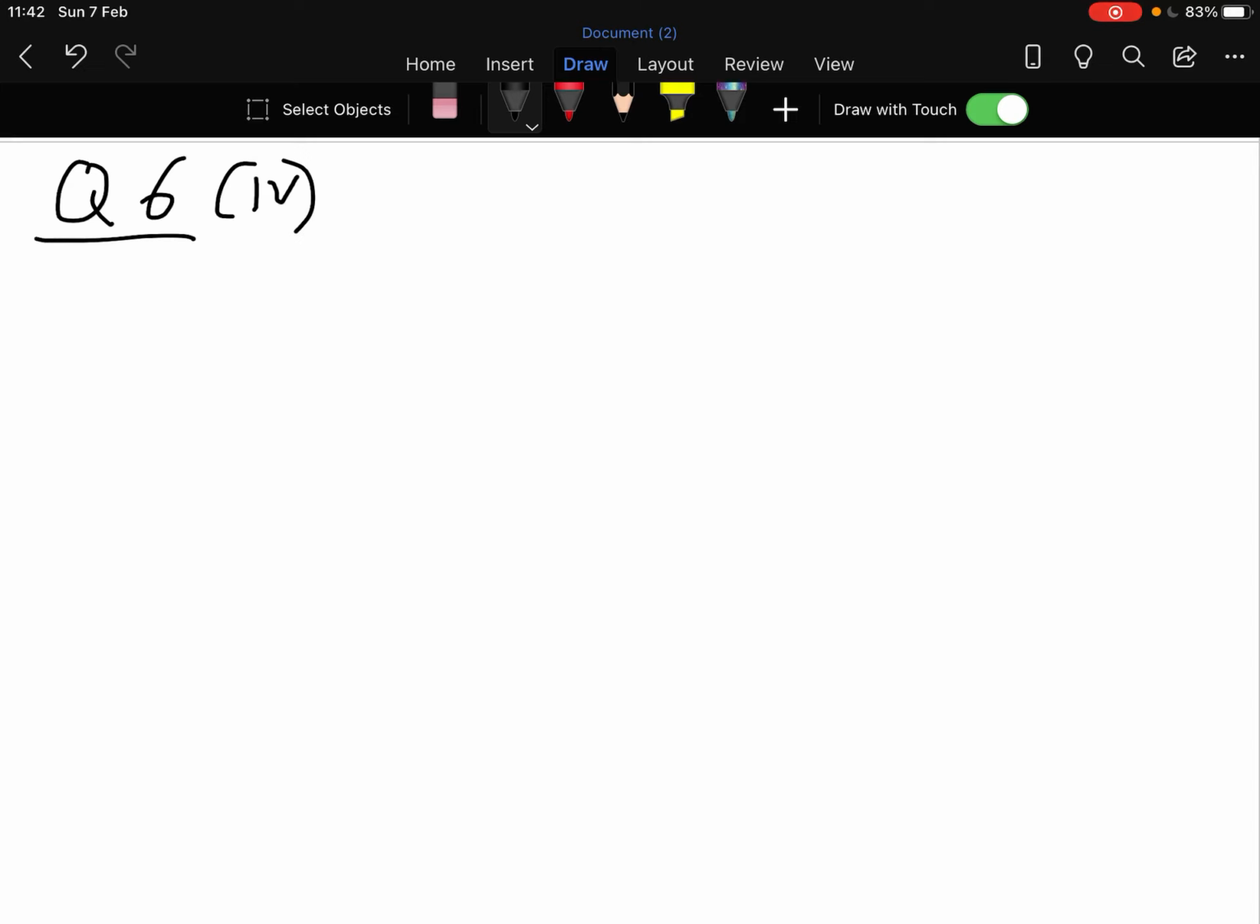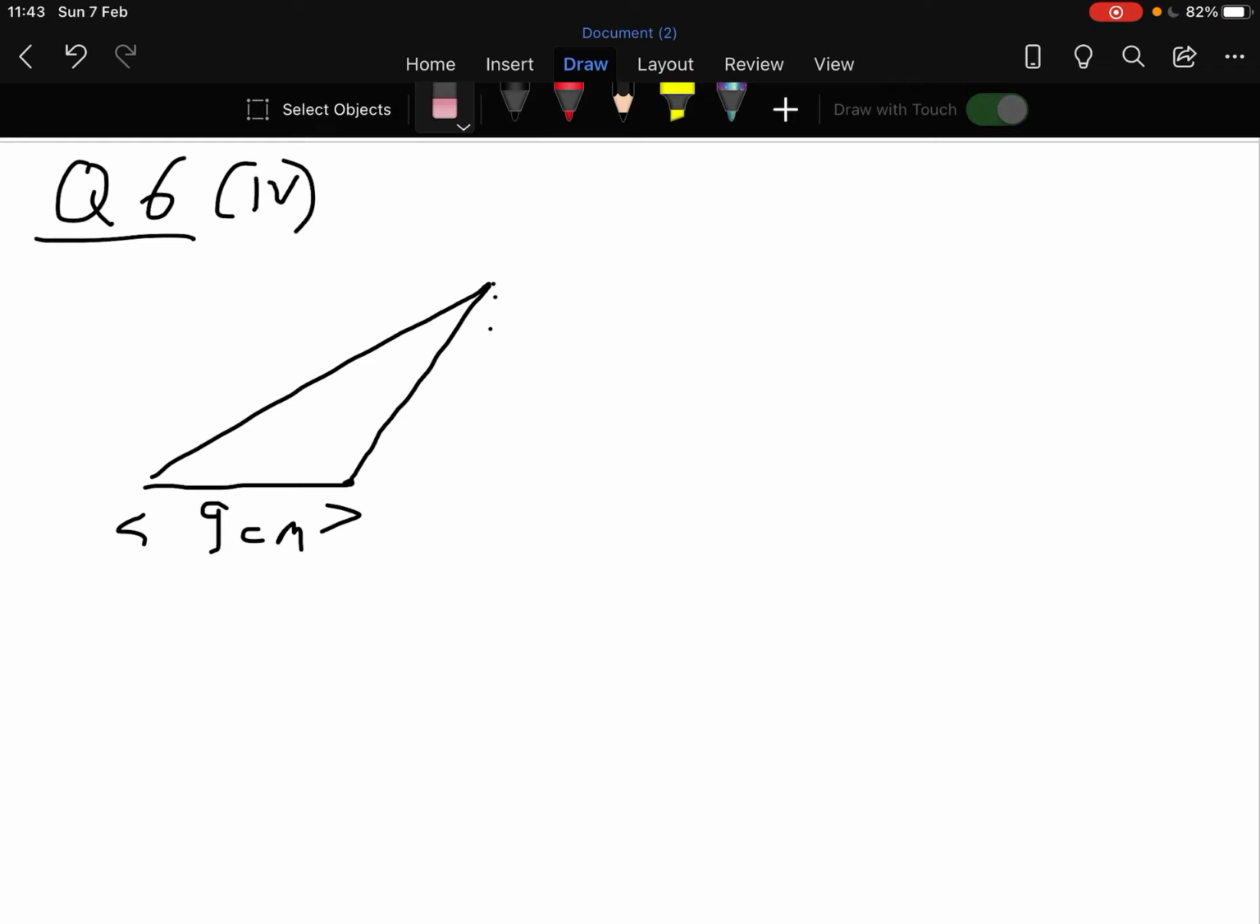Okay, so the shape of our triangle is slightly different this time. It's shaped like this. And we're told that this is 9 centimeters. And then we're given the following information here. My pen is acting up a little bit. There we go. And we're told that this is 7 centimeters.